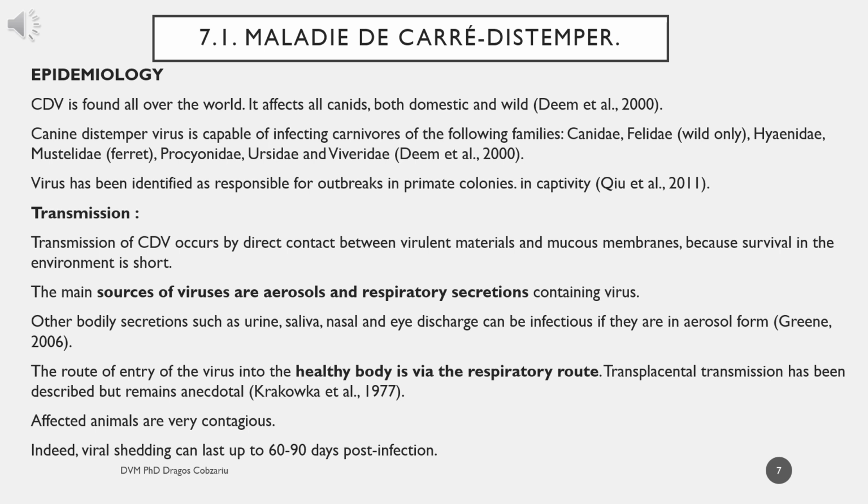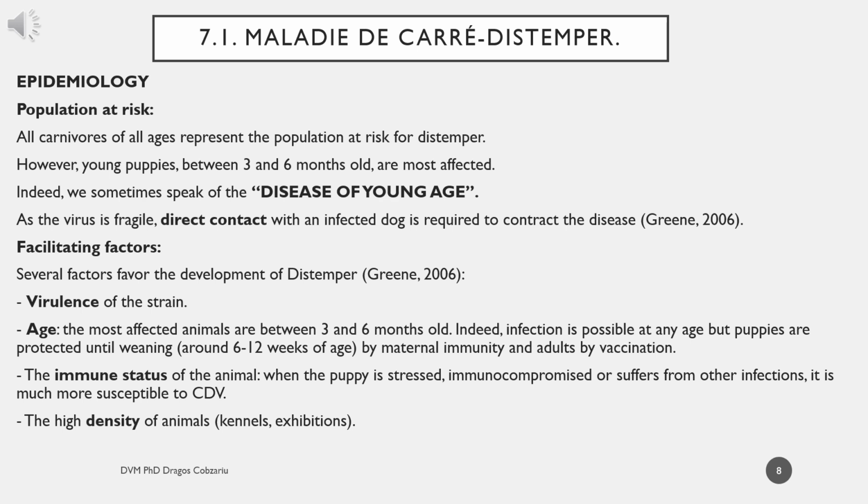Affected animals are very contagious. Indeed, viral shedding can last up to 60 to 90 days post-infection. Risk population. All carnivores of all ages represent the population at risk for distemper. However, young puppies, between 3 and 6 months old, are most affected. Indeed, we sometimes speak of the disease of young age. As the virus is fragile, direct contact with an infected dog is required to contract the disease.